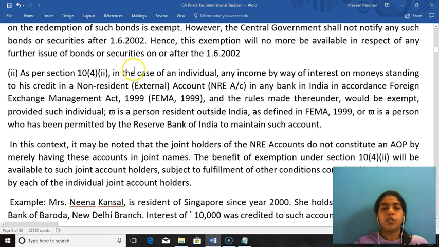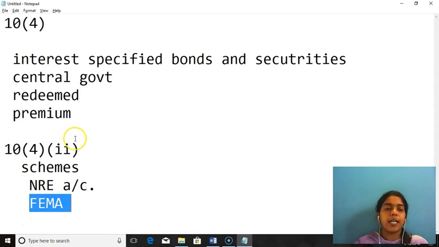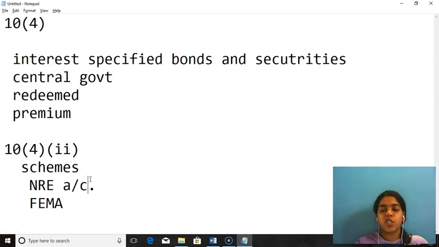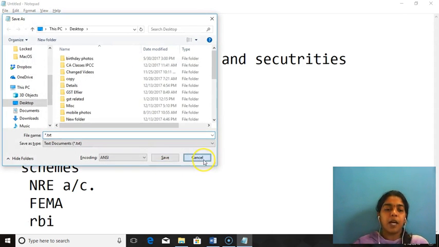So 10 subsection 4 subclause 2 is, in the case of an individual, any income by way of interest on money standing in NRE account in any bank in India is exempt provided that the individual is a person resident outside India as defined in FEMA, or is a person who has been permitted by RBI to maintain the account. So 10 subsection 4 deals with the NRE account. The interest accruing on the money standing in the NRE account is exempt, and this particular benefit is extended to two kinds of person. One, a person who is a non-resident as per FEMA Act, and the other, a person who has been given permission by the RBI.